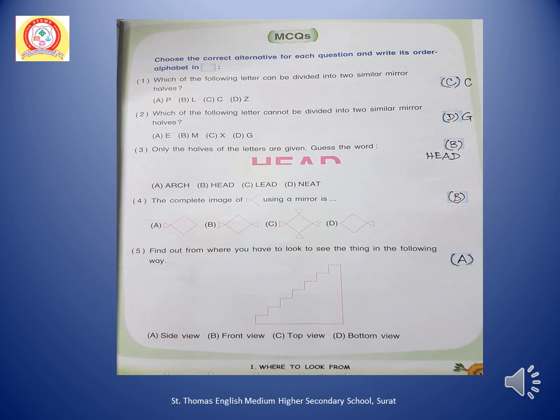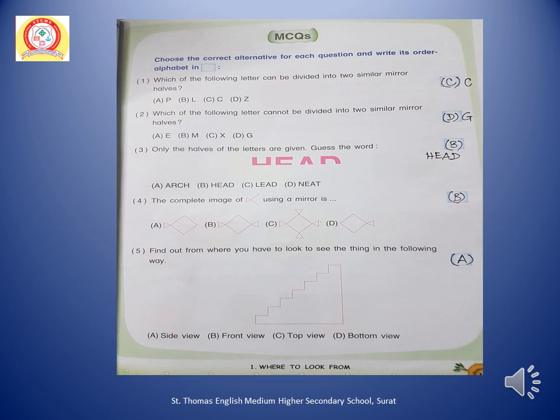There are some MCQs which I have solved for you. Learn them. Number 1. Which of the following letter can be divided into two similar mirror halves? Answer is C. The second question, which of the following letter cannot be divided into two similar mirror halves? Answer is D. Letter is G.